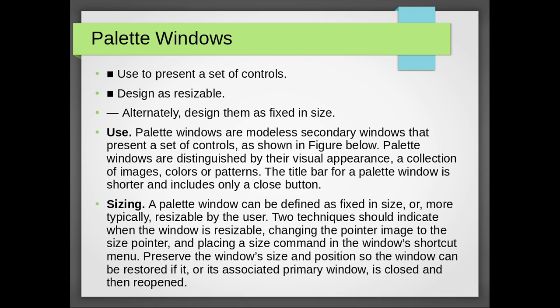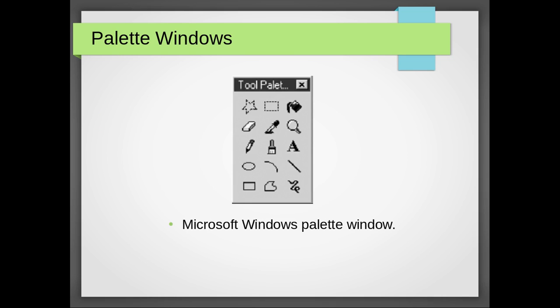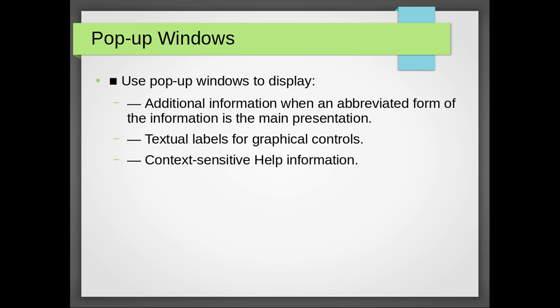Sizing. A palette window can be defined as fixed in size or more typically resizable by the user. Two techniques should indicate when the window is resizable: changing the pointer image to the size pointer and placing a size command in the Windows shortcut menu. Okay. Preserve the window size and position so the window can be restored if it or its associated primary window is closed and then reopened. Best example is here. Now there is something called a pop-up window.